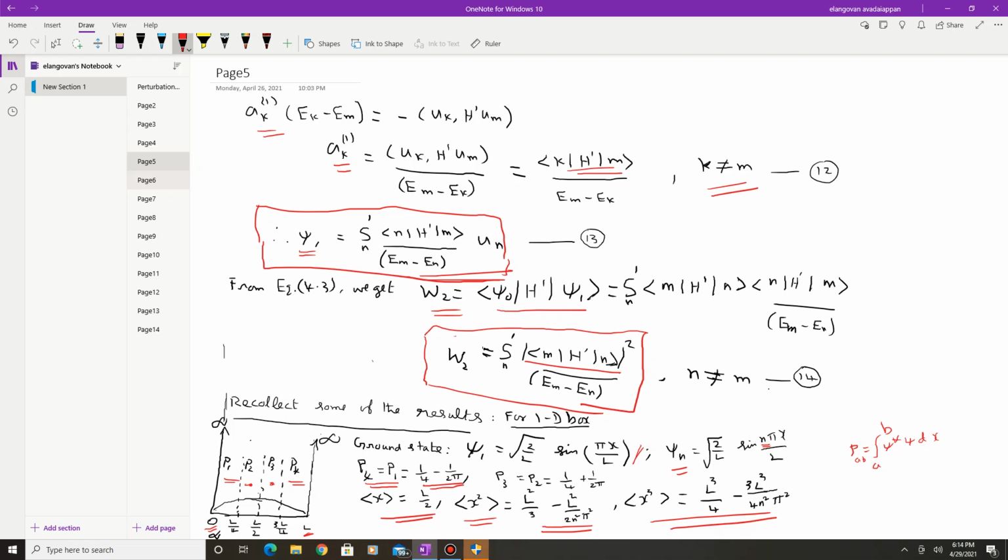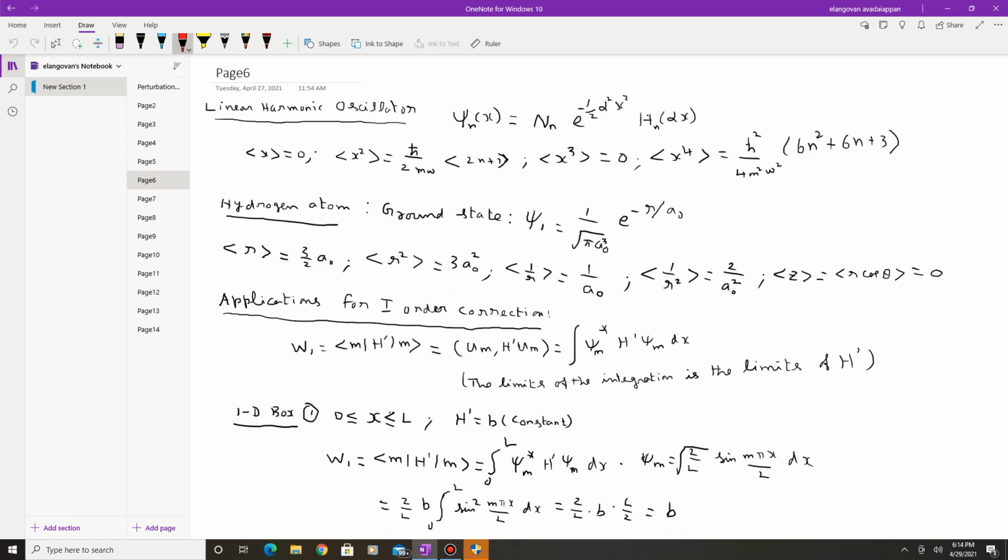Then for a linear harmonic oscillator problem, the wave function for the nth state is psi n equal to a normalization constant times e to the power minus 1 by 2 alpha square x square times the Hermite polynomial Hn of alpha x. Here we can calculate it very easily. The expectation value of x is 0, and for x square the value is 2n plus 1. The expectation value of x cube is 0, because for all odd functions it is 0, since this is a definite parity. For x square we have some value, and for x power 4 we have this value.